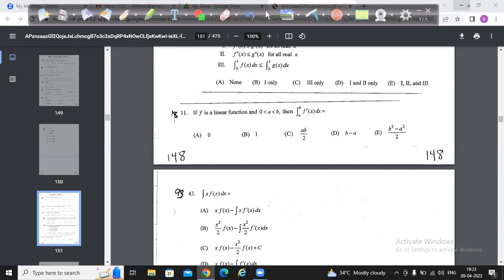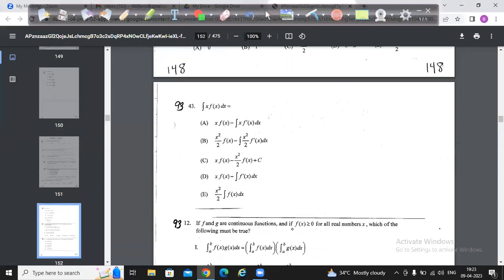So definitely 0, right? F of x is a linear function. So f dash x is a constant function, and f double dash x is 0. So the integral of 0, there is nothing. What is the area under 0? Nothing. शून्य में क्या होता है? कुछ नहीं होता है. So f double dash x is 0. So area should be 0. So 0 should be your answer. Answer is A for Agra.